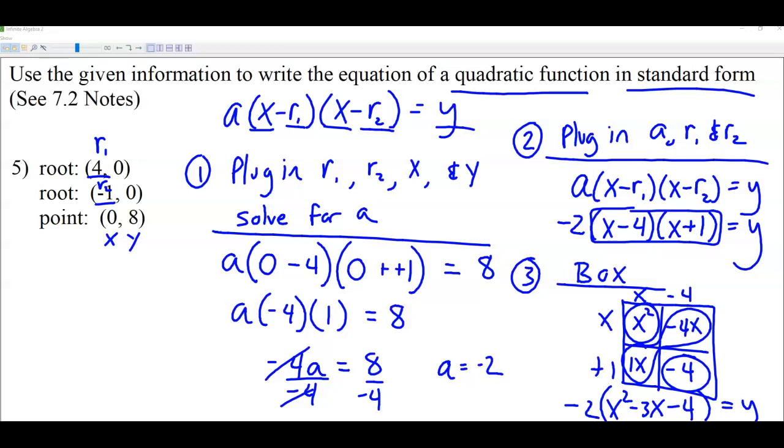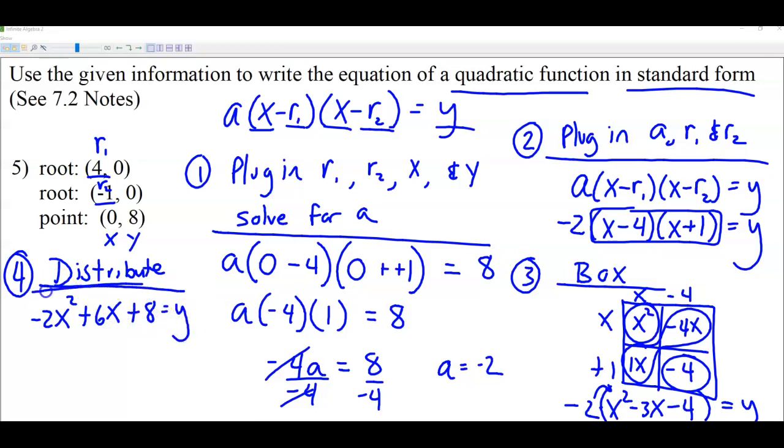All right, and that takes us to step 4, which I'm going to have to squish over here on the left side of my board. And that's simply just to distribute. So that's a nice and easy step. We're just going to take this -2 here and multiply it into the parentheses. So that would be -2x squared plus 6x plus 8 equals y, and we're all done. So that's the standard form of a quadratic equation that has these two roots, and it goes through that point.